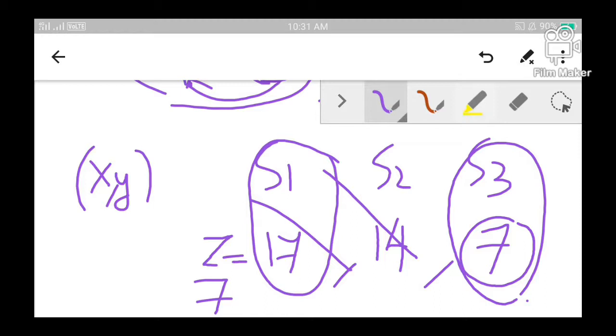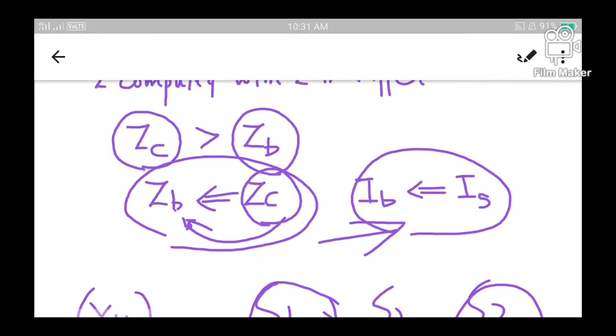At the same time, we have to update the intensity also. How will we update the intensity? Out of the 3 surfaces, S3 was the nearer surface, so definitely the intensity of surface 3 needs to be plotted. So we will identify the intensity of surface 3, and the intensity of surface 3 will be copied into the intensity buffer where we had already stored the background intensity.